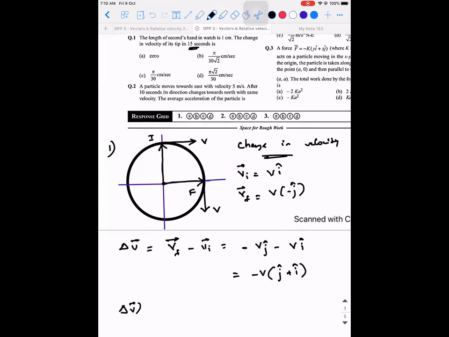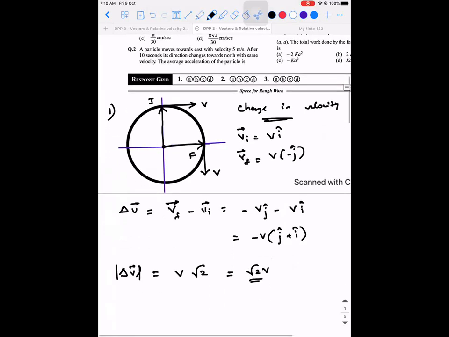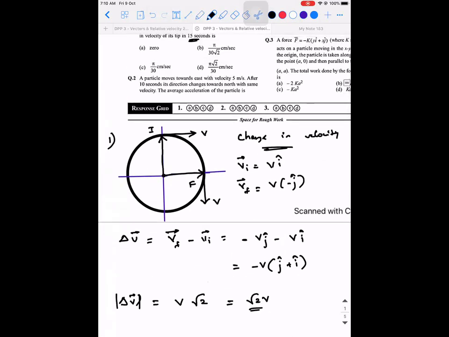So the magnitude of delta V vector is how much, guys? V into root 2. That is root 2 V. Am I right? So is it clear till this step? But if you see, there is no option like root 2 V. Why?